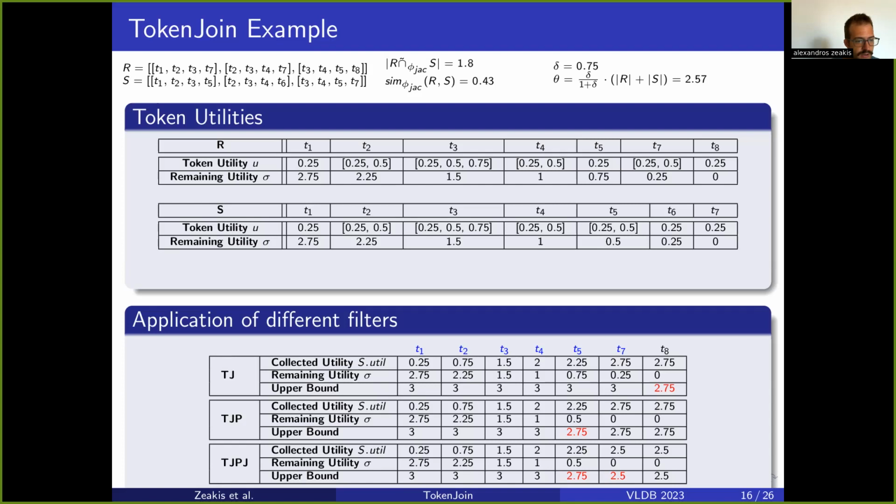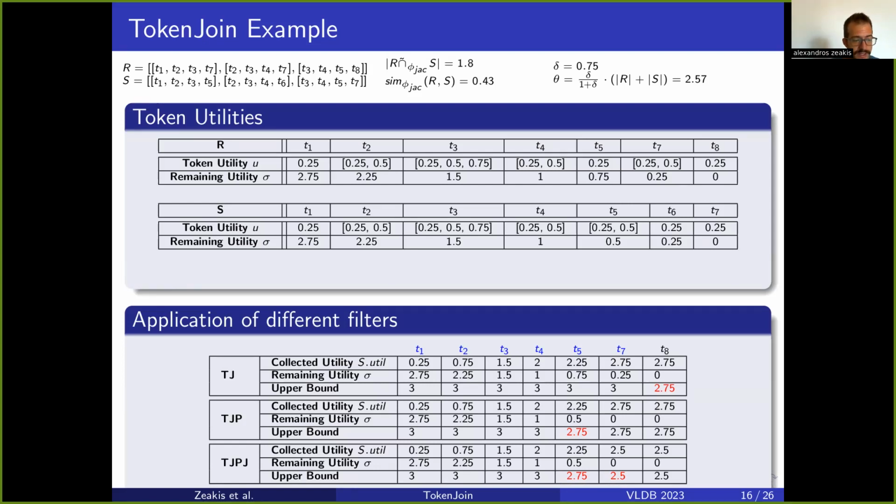First, we examine TJ. For their common tokens, S collects the utility of R and utilizes sigma R to check the condition. We notice that the total upper bound is 3 until the last token where it drops to 2.75. When we examine TJP, the first row stays the same since we still use the utilities of R. The change comes in the second row where we take the minimum of the two remaining utilities. Thus, we observe that now the upper bound drops to 2.75 at T5, but S is still not pruned.